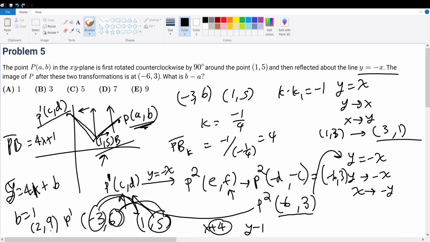So then if we have this, what's the slope? The slope is 4, so that checks out. So this is the final point of P, which is (2, 9), so 9 minus 2 rather, is equal to 7, bringing you to answer choice D.